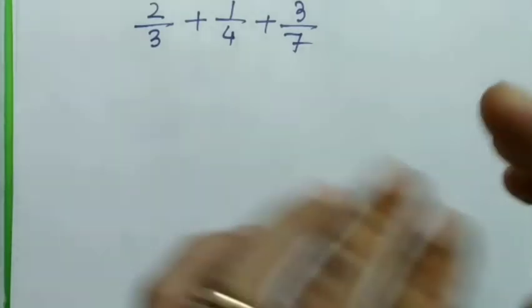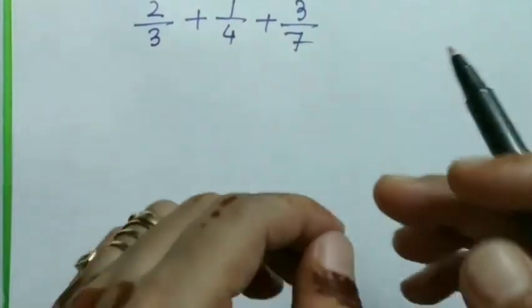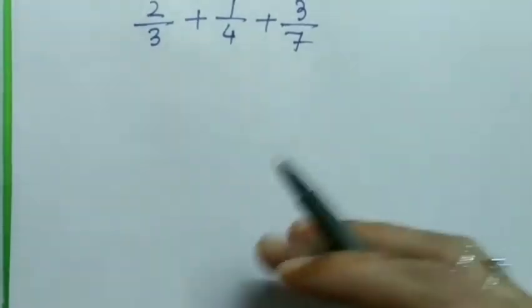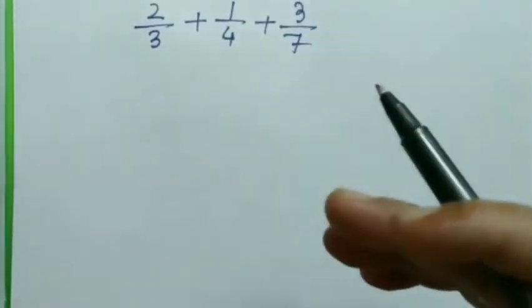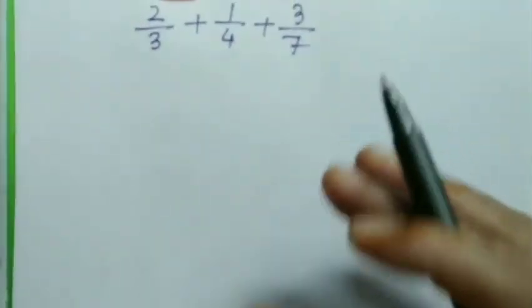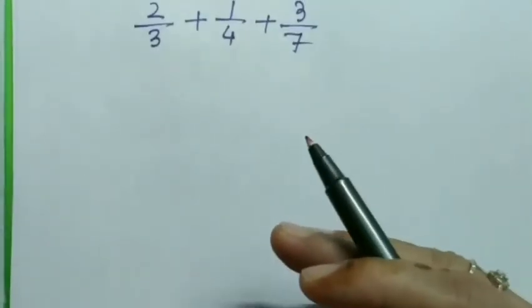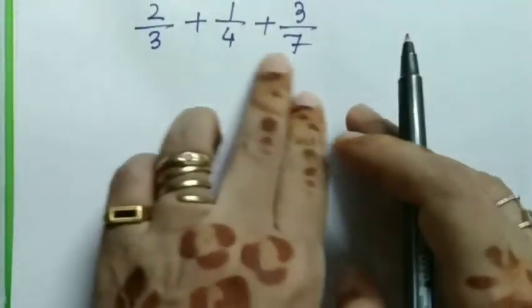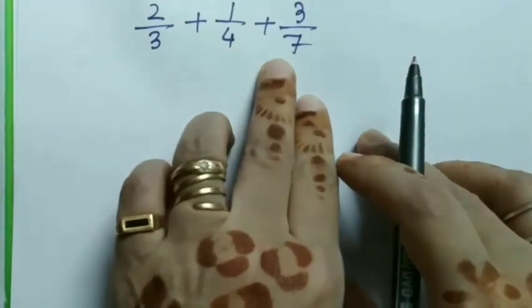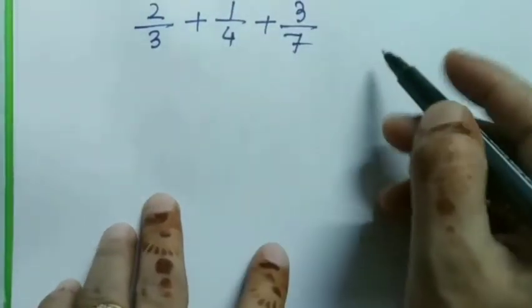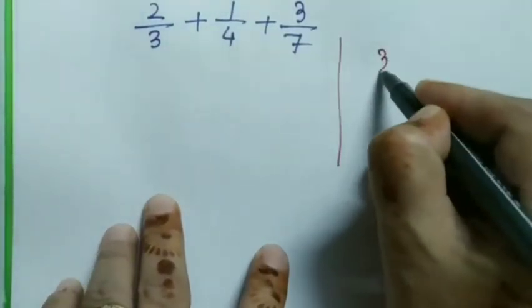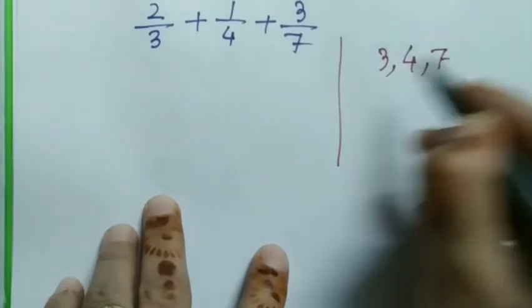Exactly, these are unlike fractions. Now first we have to make these like fractions, meaning we have to make the denominators the same. For that we are going to find the LCM of these three denominators by division method. I am doing here 3 4 7.